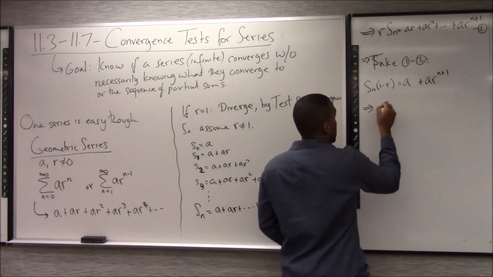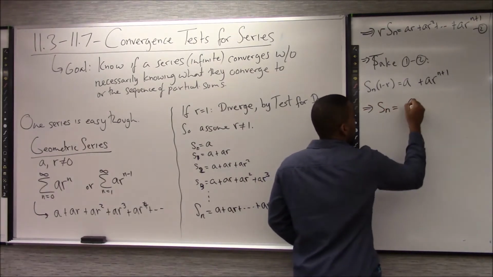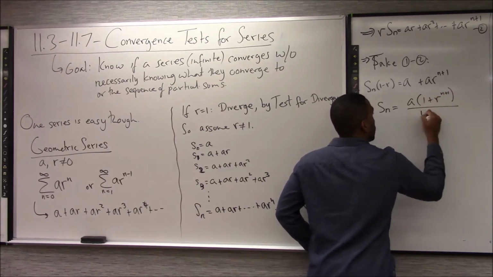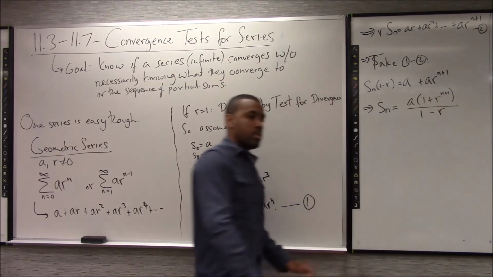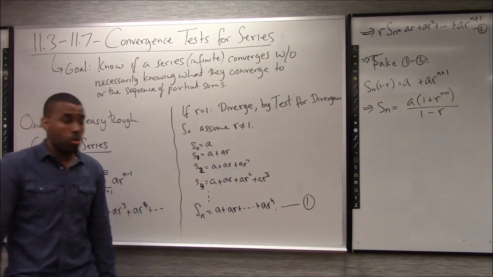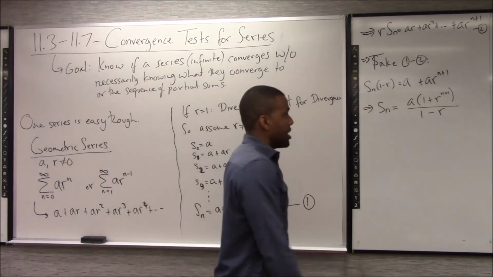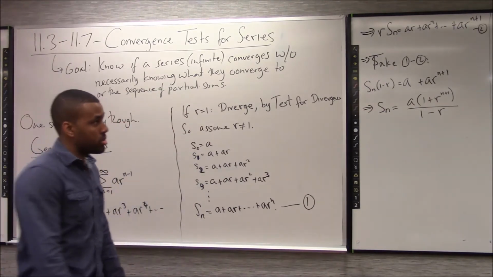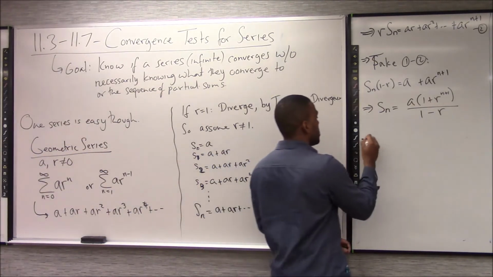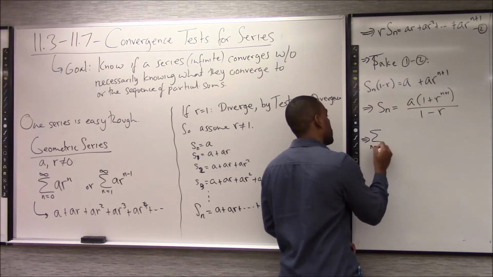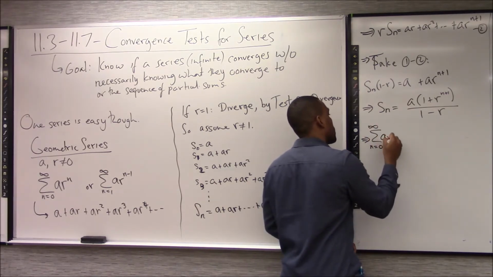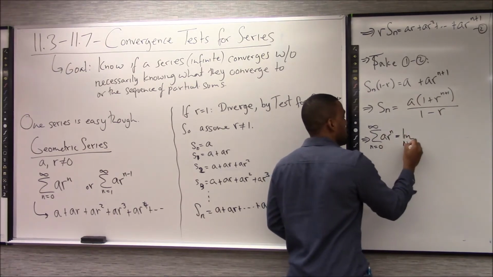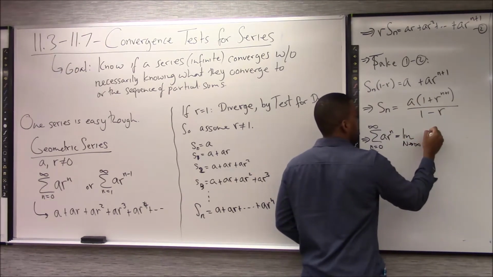And so this means I can take my Sn to be a times 1 minus r to the n plus 1, over 1 minus r, and I don't have to worry about dividing by 0 because I'm assuming my r is not 1. And so that is the sequence of partial sums. They all have that form. And so this means I can look at this series to equal the limit as n approaches infinity of this.